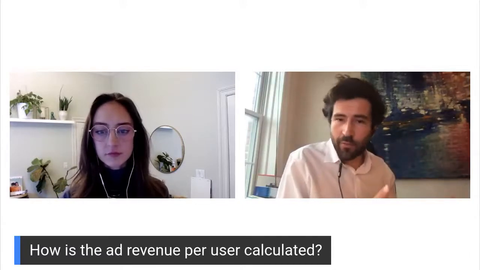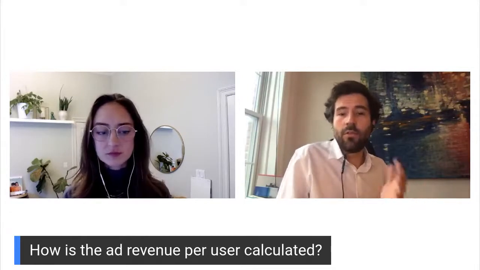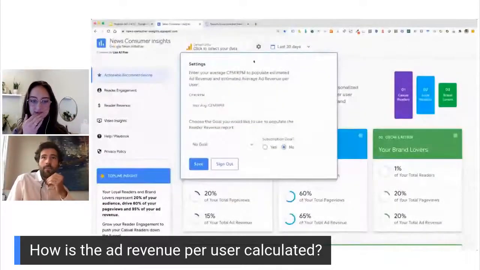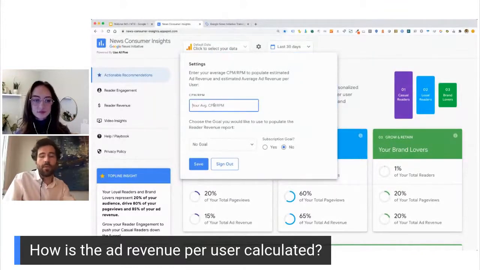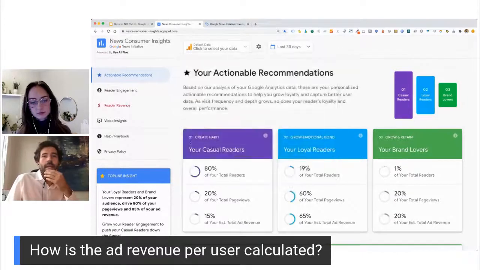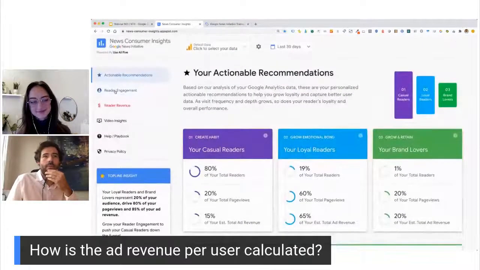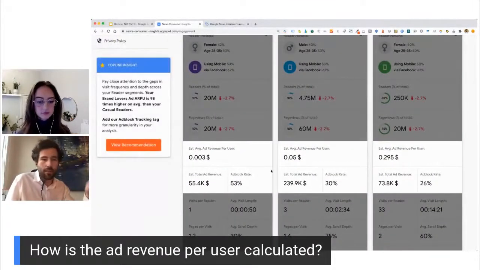If you don't have GA360 and you have GA actually, you just need to go to the settings tab. So I'm going to share my screen, show you very quickly how it looks like. And all you have to do is to go to the settings tab and put an average CPM. So for example, $5 average CPM, and all the data will be updated here in the whole report. So it's still valuable, and you will still get an understanding of value for each audience segment.